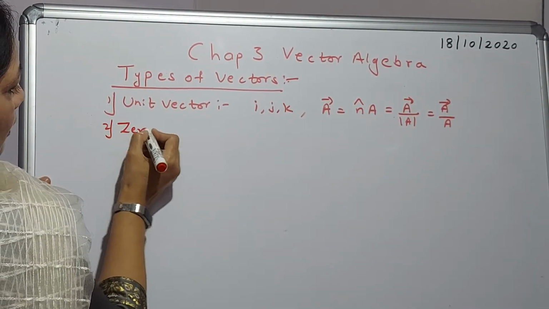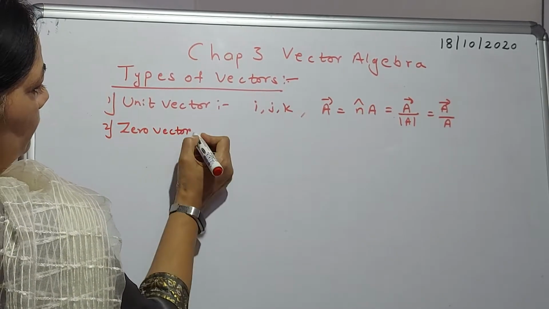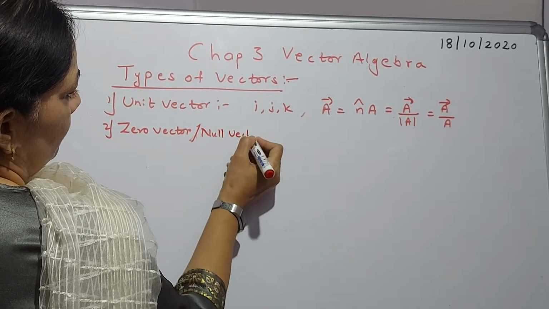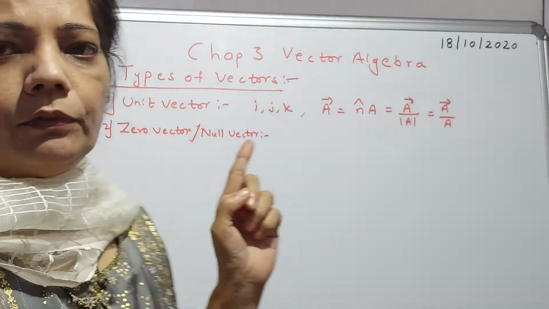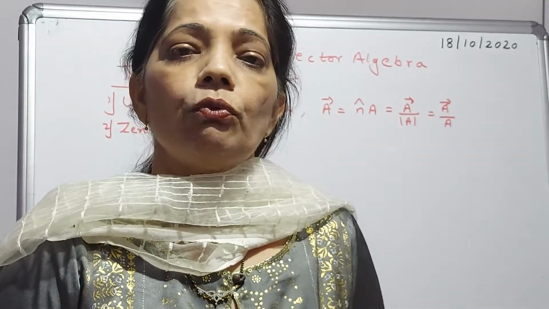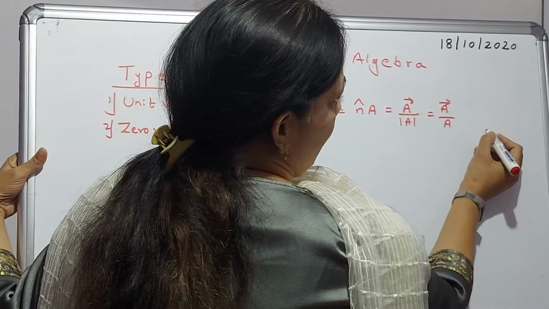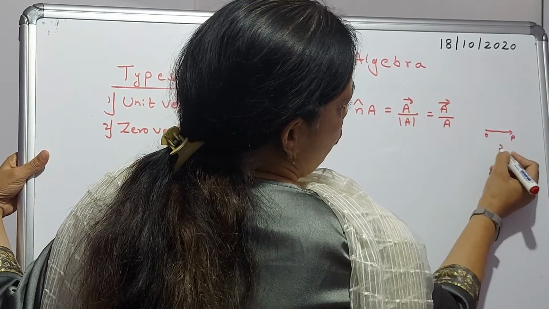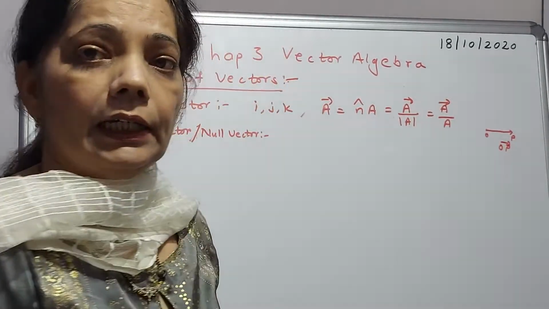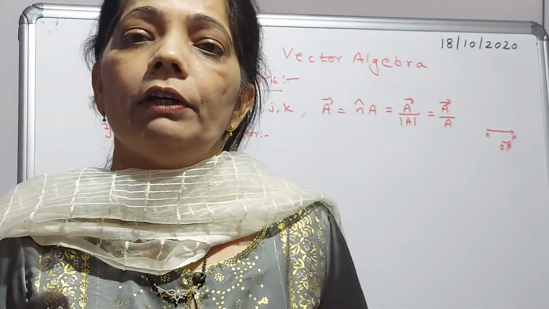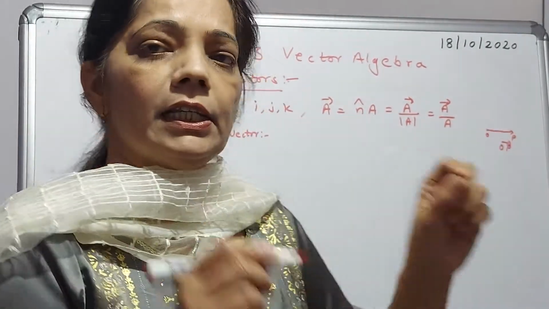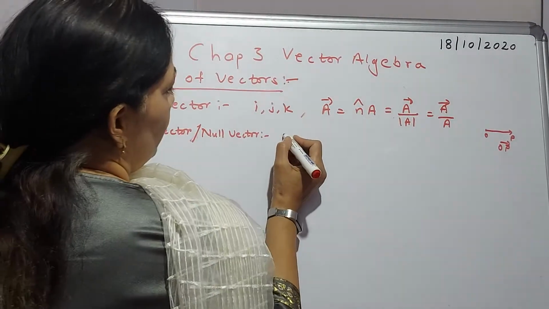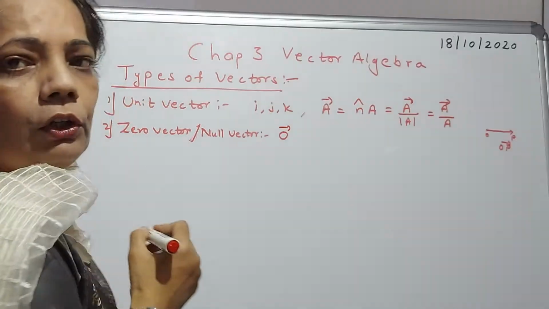zero vector or null vector. Okay, as the name says, zero vector or null vector means what? Suppose I say that my vector has a starting point here and I go on this axis to P, so I name it OP. But in case of this zero or null vector, when the initial point and the final point are the same, that is called a zero vector or null vector, correct? So in short, this is your zero vector or null vector.